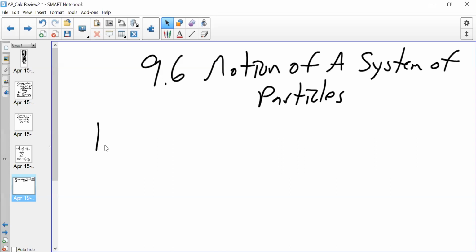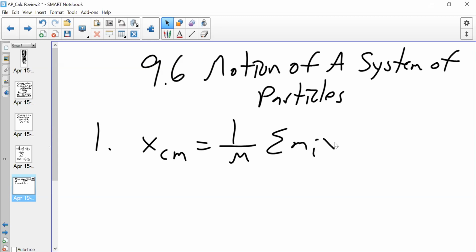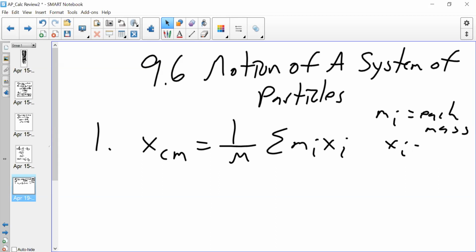So if you recall, the equation for center of mass along the x-axis is given as the collection of all the masses in the system and their positions. So mi represents each mass involved, xi is their positions, and m is the total mass of the system.